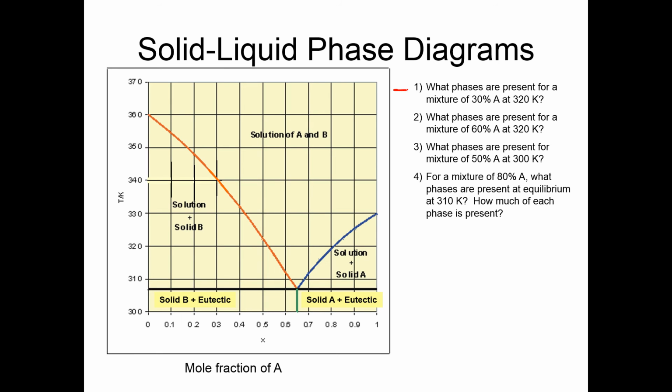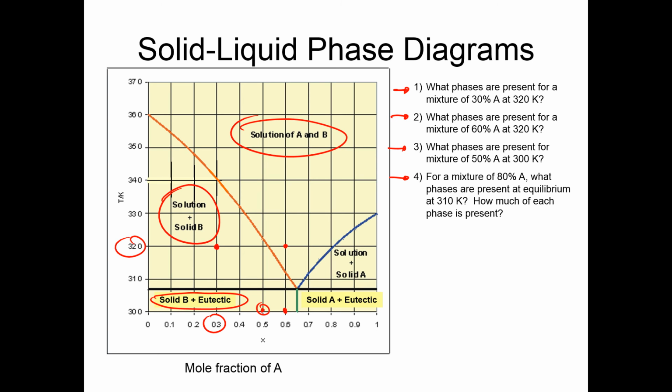So here is my eutectic composition as we described, and let's just go on to a couple questions. What phases are present for a mixture of 30% A at 320 Kelvin? Here I'm going to have solution and solid B. What phases are present for a mixture of 60% A at 320 degrees? In that case, I just have solution of A and B. And what phases are present for a mixture of 50% A at 300 Kelvin? There I'm going to have solid B plus eutectic.